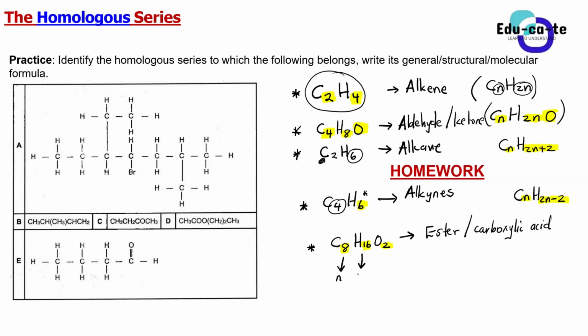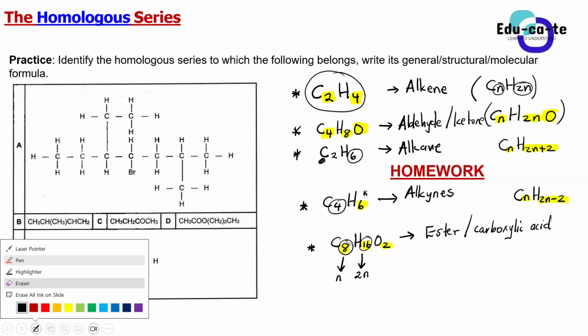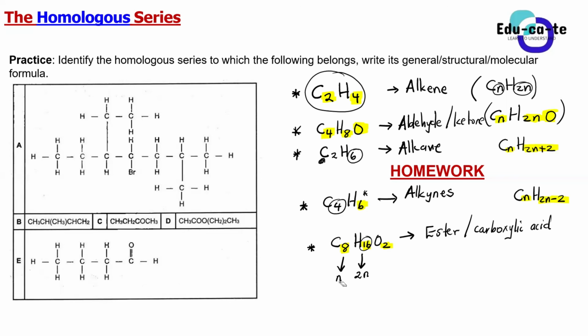Times by 2. 16. Times by 2. So basically, this shows that the number of hydrogen atoms is 2 times the number of carbon atoms. So the number of carbon atoms that we have is 8. We multiply it by 2 to get 16 hydrogen atoms. So this already tells us that this is C n H 2n.